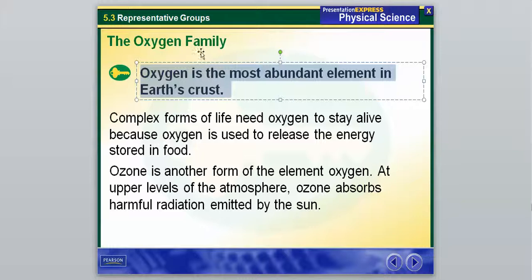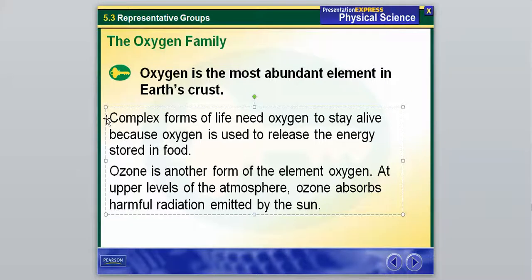There's more oxygen than any other element in our crust, and that is a good thing because complex forms of life need oxygen to stay alive, because oxygen is used to release the energy stored in food. And we're going to see there's this process known as cellular respiration, which you will be learning about in biology next year as well, that oxygen is basically the driving force behind. Without oxygen, we wouldn't be able to take the food that we eat, and our body wouldn't be able to convert it into a form that is actually usable energy. So oxygen is extremely important.